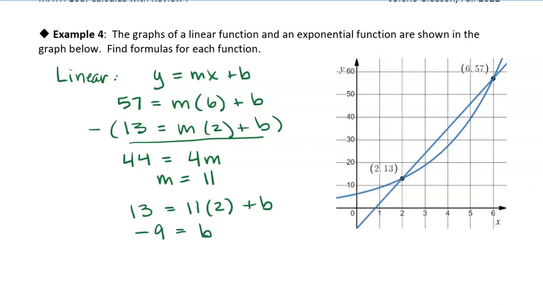So my formula for the linear equation is y is equal to 11x minus 9. That's my linear equation. I'll put a little box around it. That's my answer.